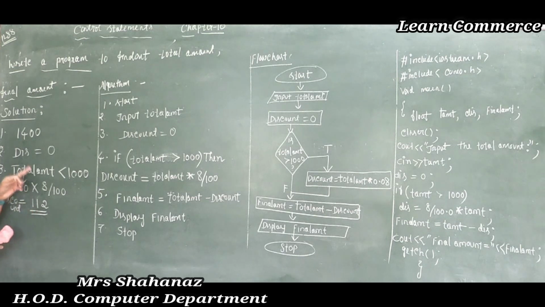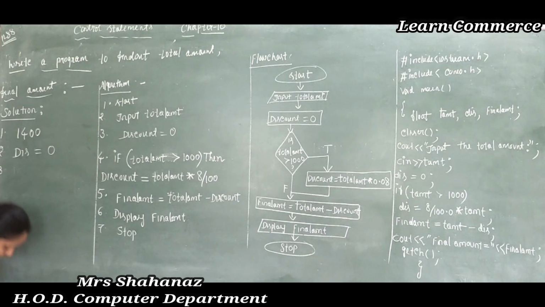When you take the value 1400 into 8/100, how much discount do we get? 112, okay? Now after calculating the discount, as we know, the discount value is equal to 112. How did we get it? Total amount into 8/100.